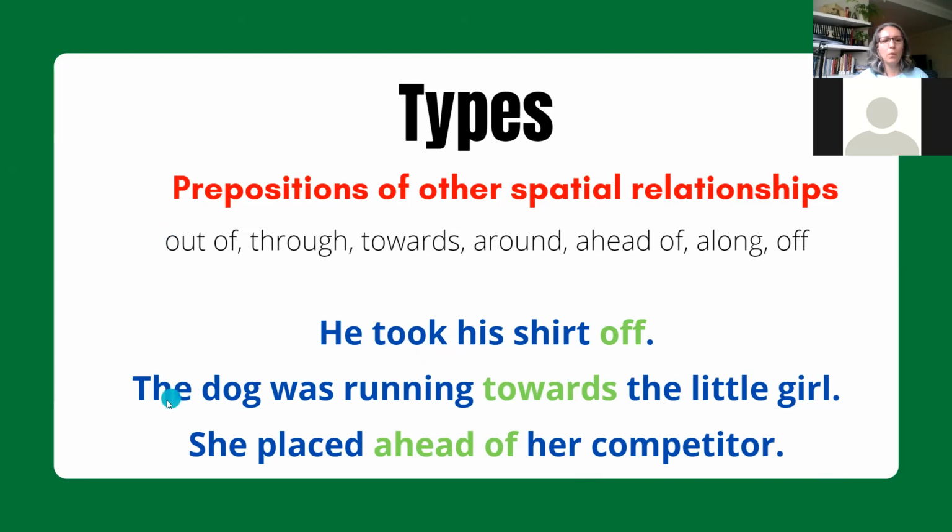Now, the second one that I've got: the dog is running towards the little girl. I think if you think back to adverbs, we looked at words as indicators that they're adverbs. In this case, something can function as an adverb, but can also function as a preposition. So we see this because it's followed directly by a noun. So it points to the girl.